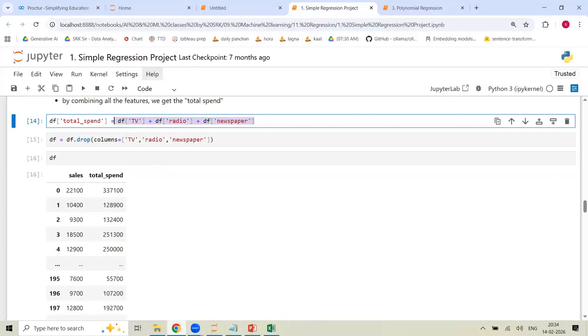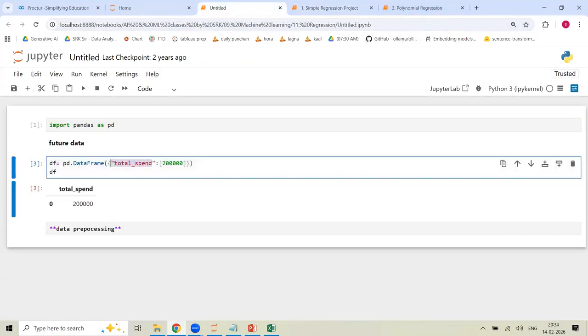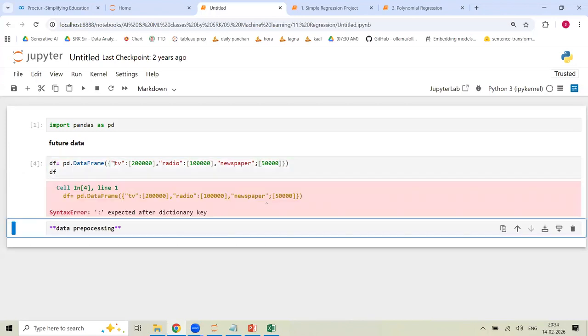Sir, if I receive the future data, I'm not going to receive it like this, sir. If, for example, future data is TV separately, radio also separately, 1 lakh for radio, and newspaper separately. For the future data also, they have given it to me like this only, sir. How they have given to you, in the same way, they have given the future data also like this.